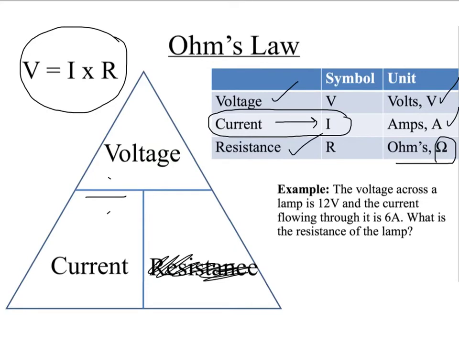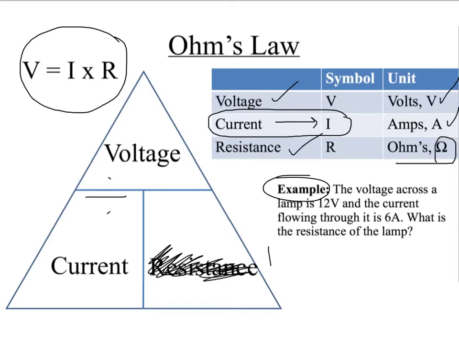We can use this version of the equation in the example, which is over here. It says the voltage across the lamp is 12 volts and the current flowing through it is 6 amps. What is the resistance of the lamp? So we know already we've covered resistance up, and we've got to do voltage divided by current.